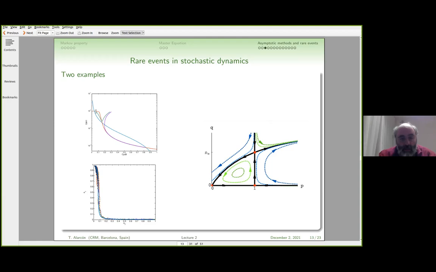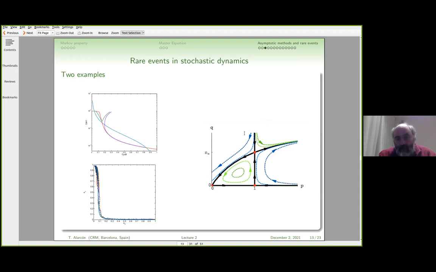The dashed lines are examples of trajectories of these large fluctuations. So here you start, the dynamics starts fluctuating around this steady state. It stays there for a while, and eventually there is a large fluctuation that takes the system away from the basin of attraction of this fixed point, and it moves onto the other one.